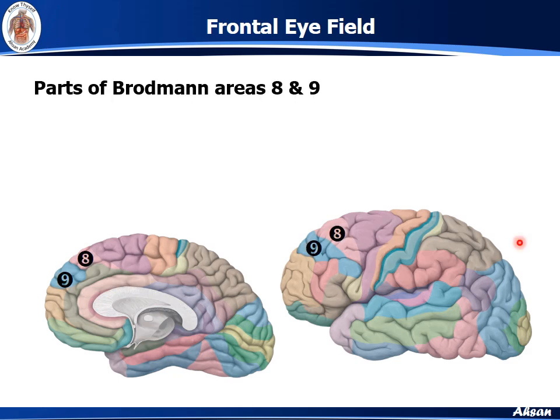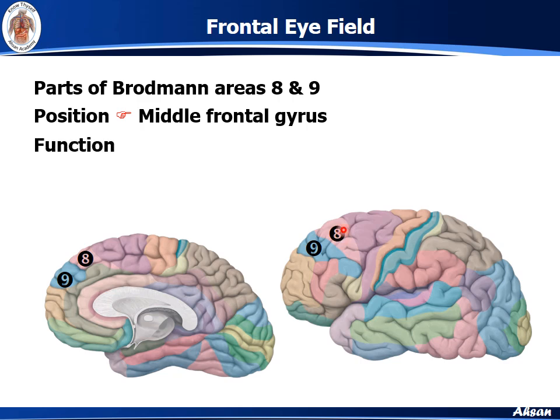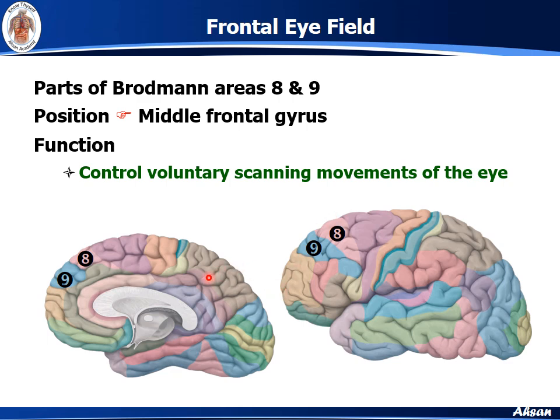Frontal eye field, these are areas 8 and 9. This is present in the mid part of the frontal gyrus, and it extends onto the medial surface. You see, this is the medial extension on the medial surface. This controls the voluntary scanning movement of the eye. This is independent of visual stimulation. The eye movements are controlled by these two areas, especially when following some moving object or structure.